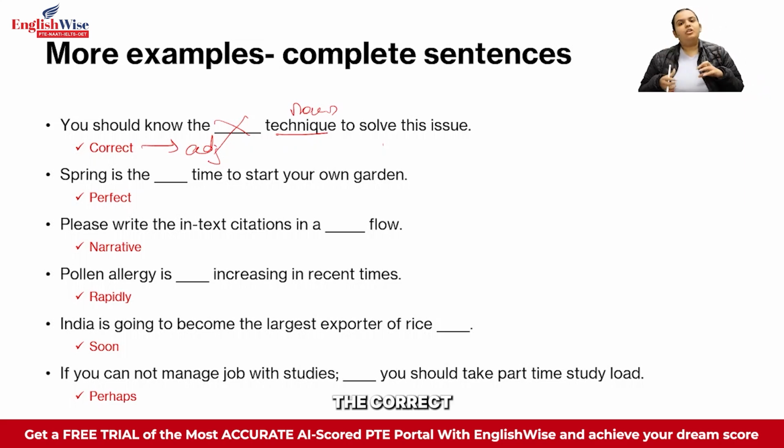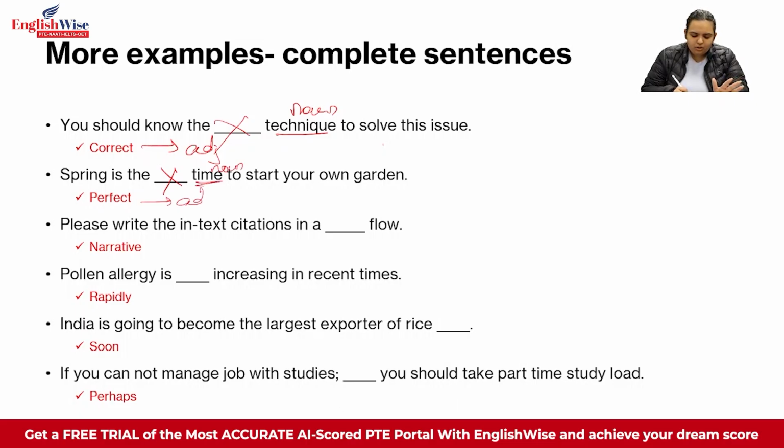So you should know the correct technique to solve this issue. Spring is the dash time to start your own garden. Again, I will read the sentence without the blank. Spring is the time to start your own garden. Again, this makes sense over here. My time is my noun, so the blank is before a noun, so I'll put an adjective. So spring is the perfect time to start your own garden. Now when I put the word perfect there, which is an adjective, it completes the sentence.